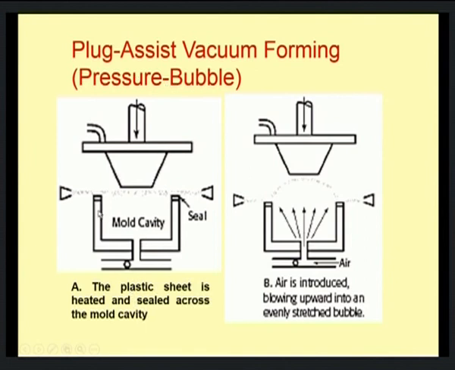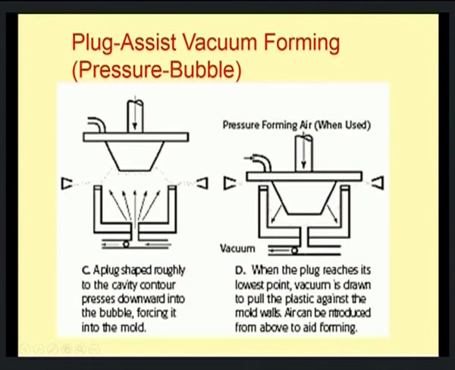The first step is as usual: the plastic sheet, shown here in the dotted line, is heated and sealed across the mold cavity, just above the top of this female mold. In the second step, air is now allowed in at the bottom. This will blow up the plastic sheet to take the shape of a bubble. As we have seen, the height up to which it is blown can also be predetermined.